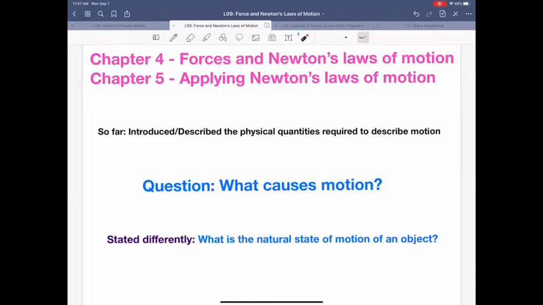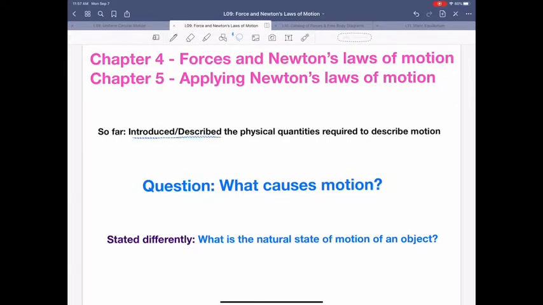In the next few chapters, we'll be discussing forces and studying forces and the application of Newton's laws of motion to problems where you have multiple forces acting on an object. But before we get to studying forces, let's do a quick recap of what we have done so far.